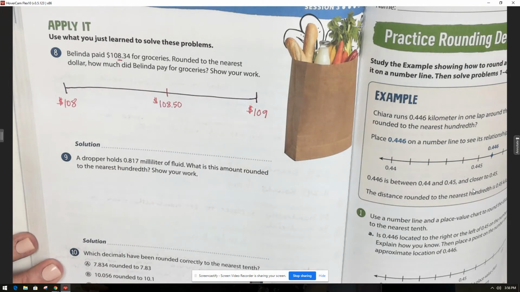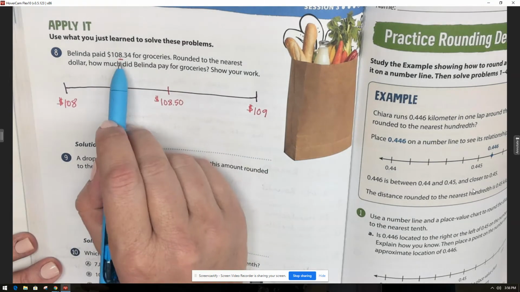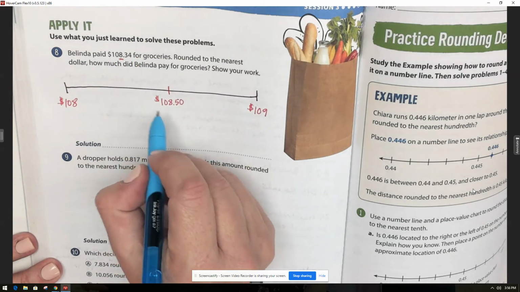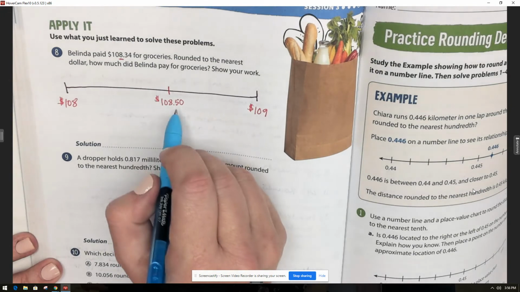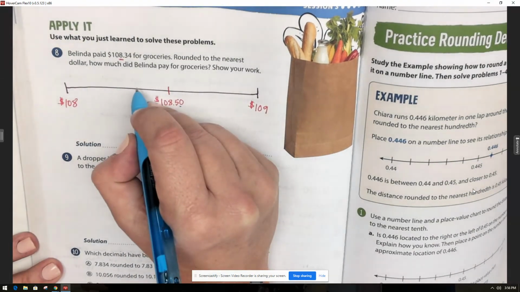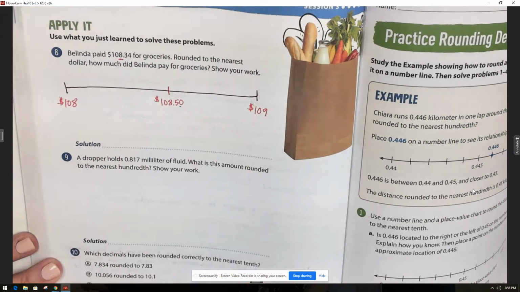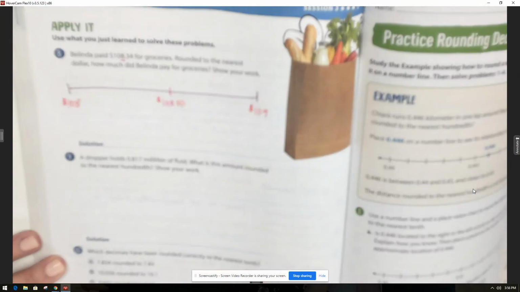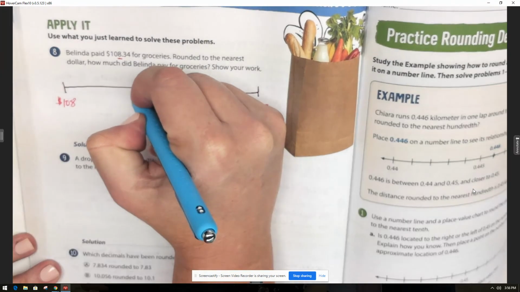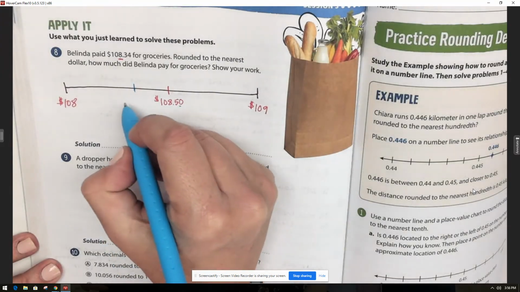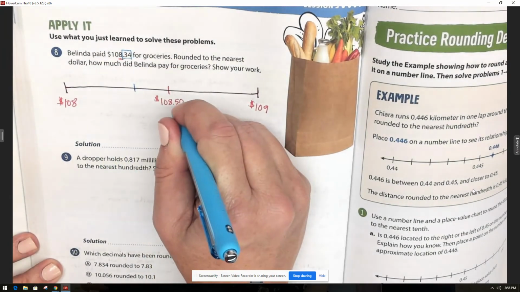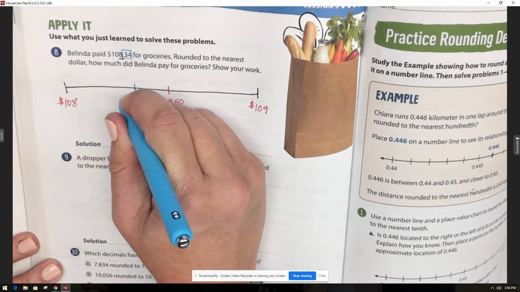The exact middle is $108.50. So now I'm looking at my $108.34. I know that 34 is less than 50. So I'm not going to be exact, but I know that this answer is going to fall somewhere about right here. This is not exact, but since I know that 34 cents is less than 50 cents, it's going to go over here.